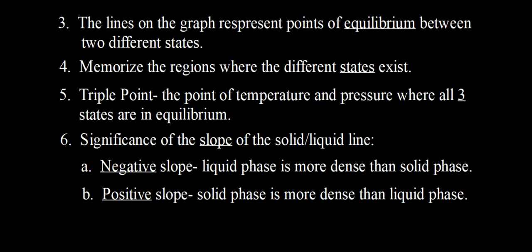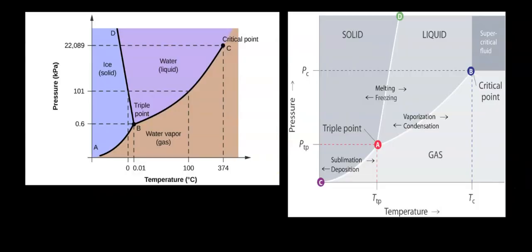So here's how it works. If the slope of the solid liquid line is negative, that means that the liquid phase is more dense than the solid phase. Now, the only substance that comes to mind that is more dense as a liquid than as a solid is water. Pretty much every other substance on Earth is more dense as a solid than as a liquid. So for most substances in their phase diagram, the slope of the solid liquid line will be positive, indicating that the solid is more dense. Let me show you what I mean here. So we'll take a look at a couple phase diagrams.